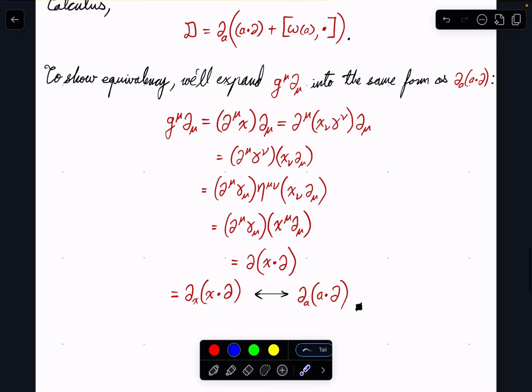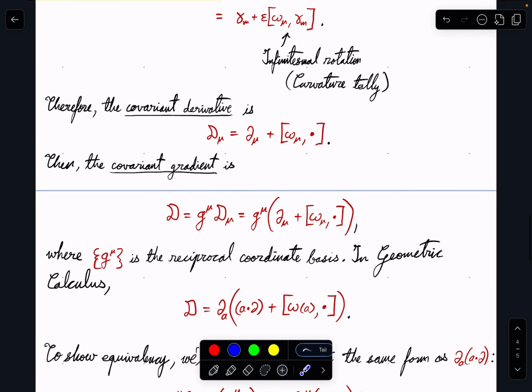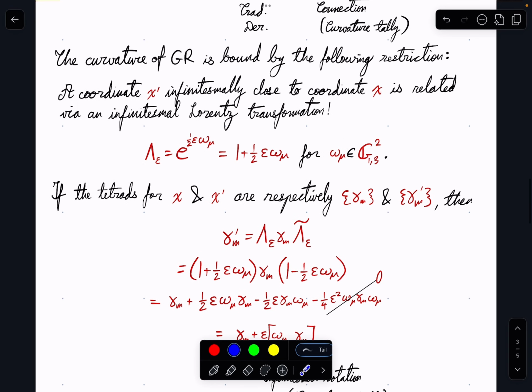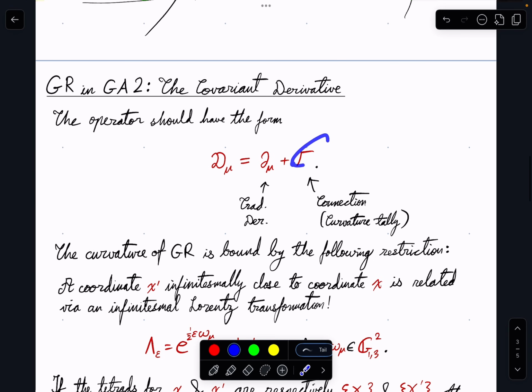In the next video, we'll be talking not about tetrads or covariant derivatives, but instead about the connection coefficients. So we'll be talking a little bit more about this guy.